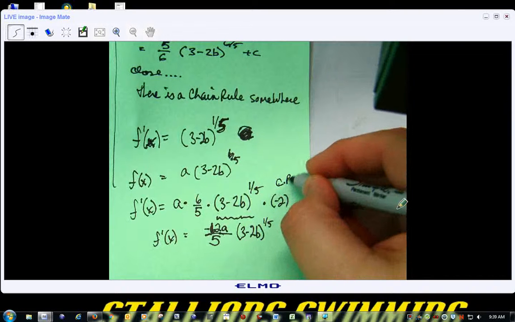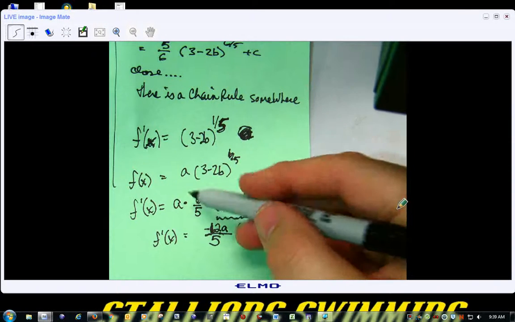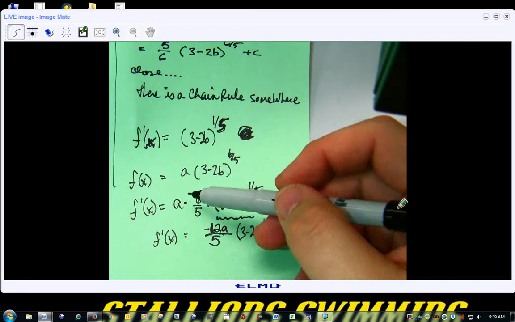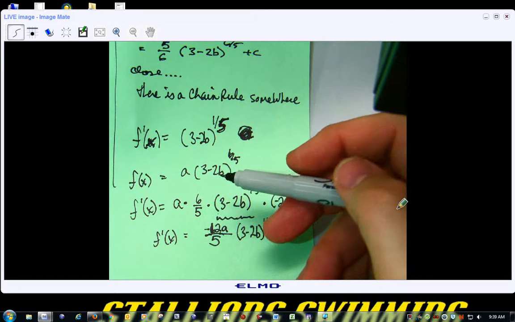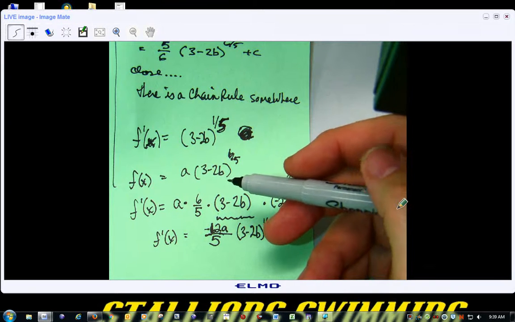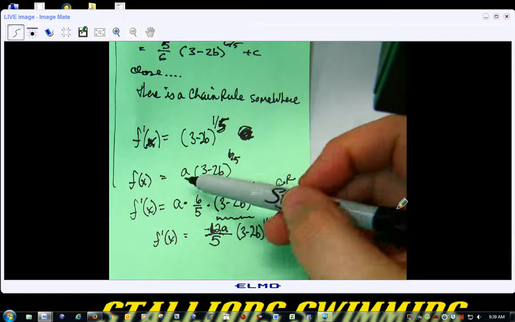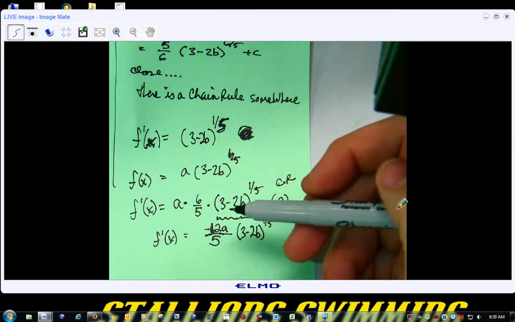And I put an a in front of there because, remember, we have these mysterious constants and coefficients that pop up. So when we're talking about this, a could be 1 and we could be just done with it. But I don't know if a is going to be 1.